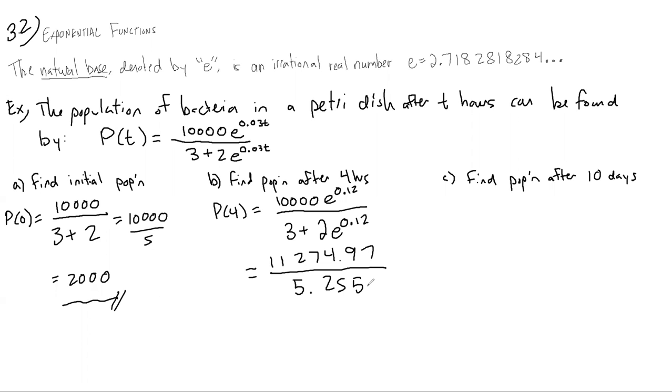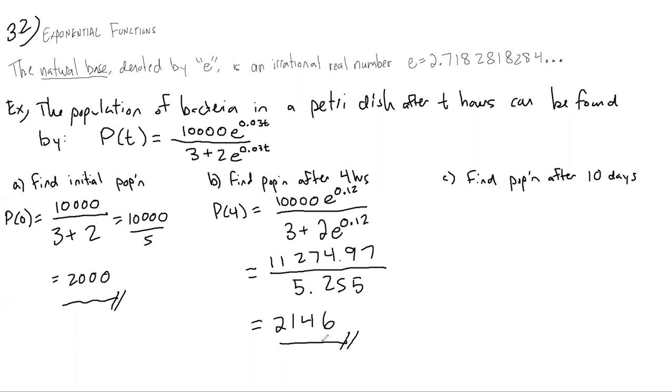But no matter how you get it, we should be getting 214. I'm going to round it up because it's a bacteria. I shouldn't really have any decimals in the answer. You can't really have half a bacteria. So we get this growth. It's actually not particularly fast growth here, 2,146.